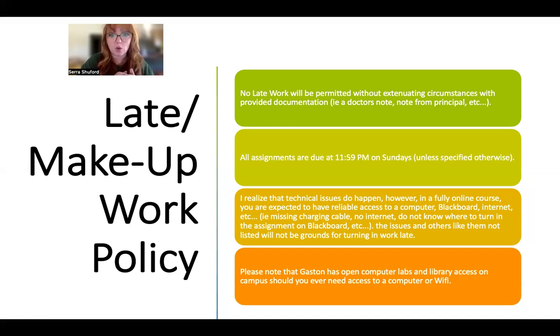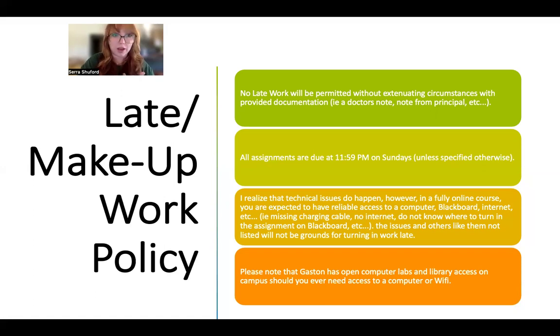But being in an online course, whether you are in high school or a full-time, regular college student, you are required, and this is in our syllabus and in our college policies, to have reliable internet access, access to Blackboard, and access to your email. We do have open computer labs and library access on campus almost around the clock.